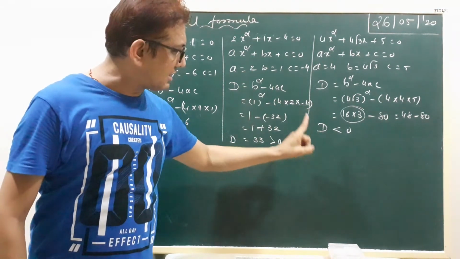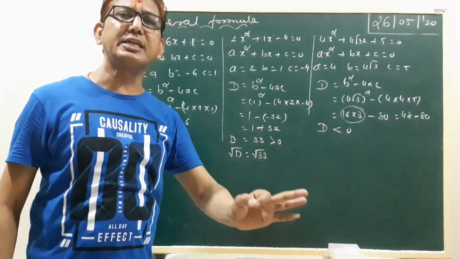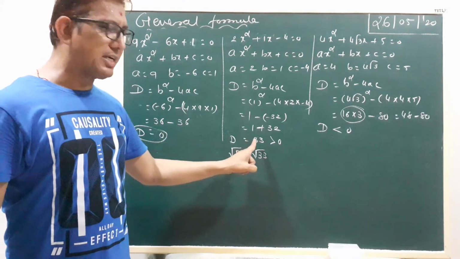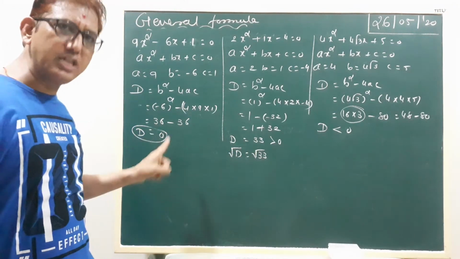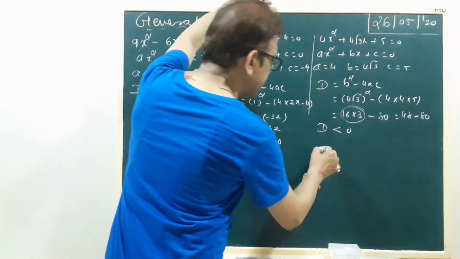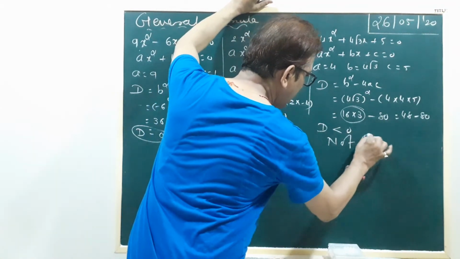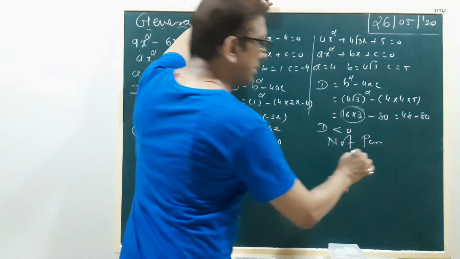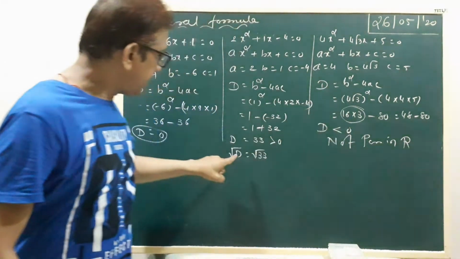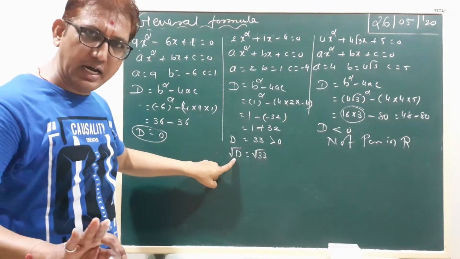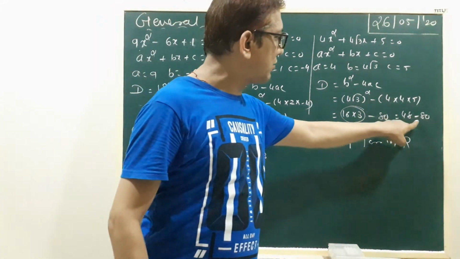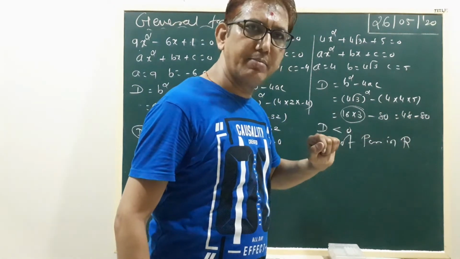For a real solution, the discriminant must be positive or 0. These two. If the discriminant is less than 0, in any sum, it is not possible. We write here: not possible in R. Because in our formula we take root D, the square root of D. So the square root of a negative number, 48 minus 80, that is minus 32.